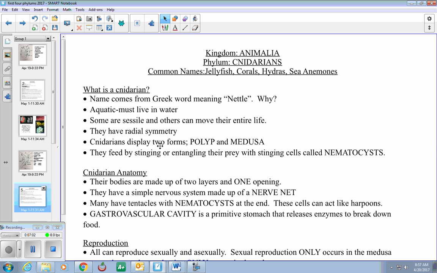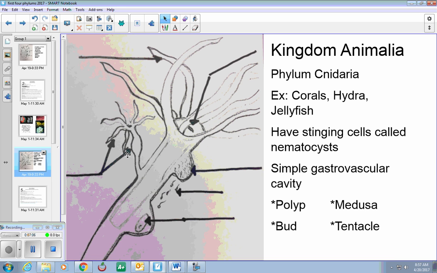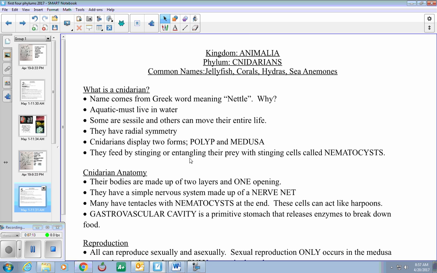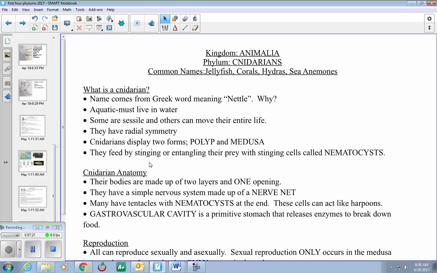Cnidarians can display one of two forms. They can either be a polyp, which is like what we see here, where it's attached to the bottom and the little tentacles are free-flowing, or a medusa, more like what you think of as a typical jellyfish. They feed by stinging and tangling their prey.